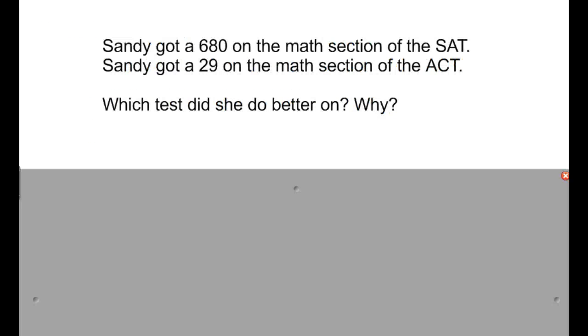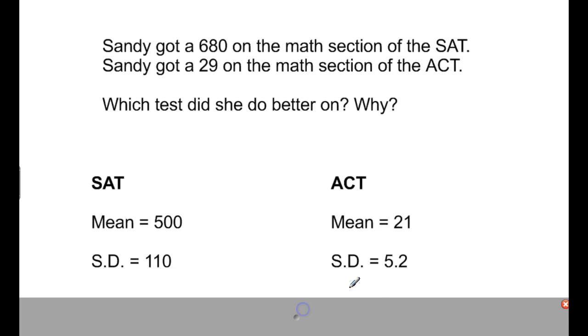Here's how this is helpful, and we have to get into Z-scores here in just a minute. But let's say Sandy got a 680 on the math section of the SAT. Sandy got a 29 on the math section of the ACT. Well, I think on purpose, the SAT and ACT do not have the same scoring system. Which test did she do better on? Well, these are true means and standard deviations of the ACT and SAT. Typically, they change slightly with each test, but those are pretty typical values. How do we compare? It's still hard to compare which one did she do better on. Which one should she maybe send into the college of her choice?